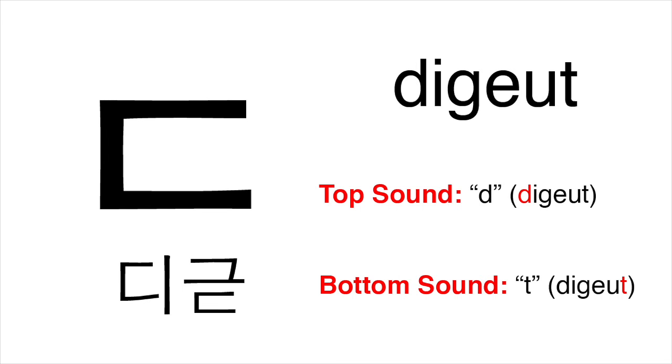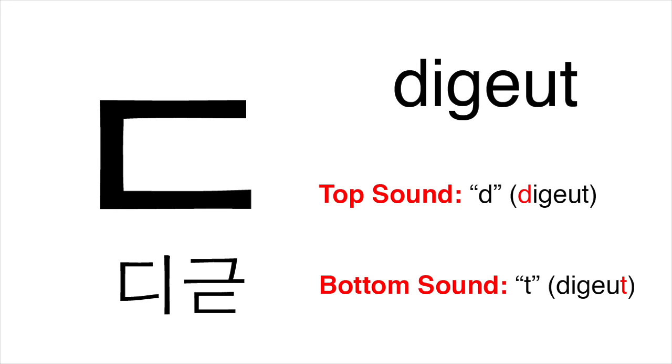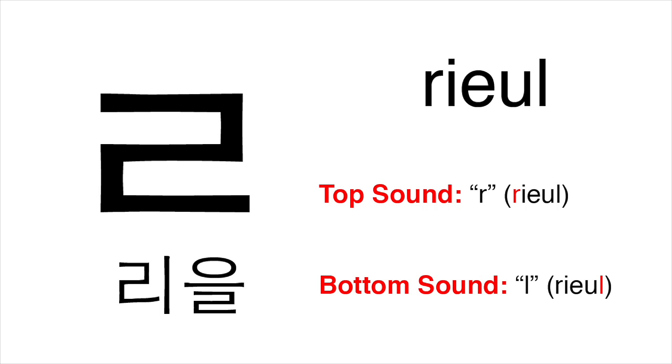For the bottom sound, I know I said it sounds like T, but there wouldn't be much difference between D and T because it cuts short anyways, like Pat. So there's not really much difference between D and T. So I guess you could just remember it as D to make it easier. The fourth consonant is Rir, which has a sound similar to L and R.